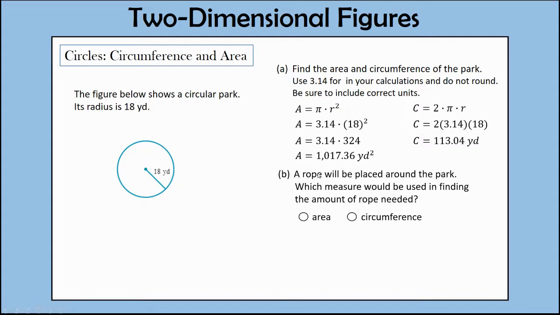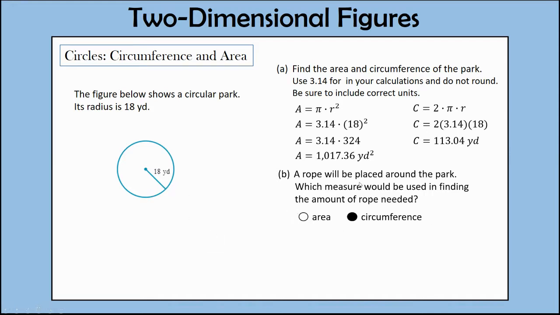Question B, a rope is going to be placed around the park. Which measure would be useful in finding the amount of rope needed? So if we're going to put a rope around the park, then we're going to take a rope and go around the park. All right, that is definitely circumference. So we'd be using this 113.04 yards as a guide to how much rope we need to get around this park.